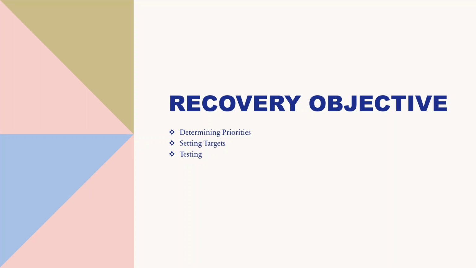Testing: RTO and RPO are used to test the effectiveness of the disaster recovery plan. Regular testing of the DRP helps to identify gaps and improve the recovery process, ensuring that the RTO and RPO targets are met in the event of a disaster.